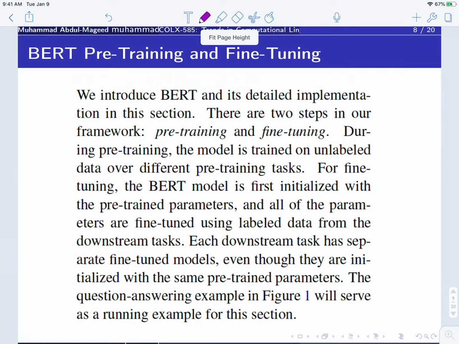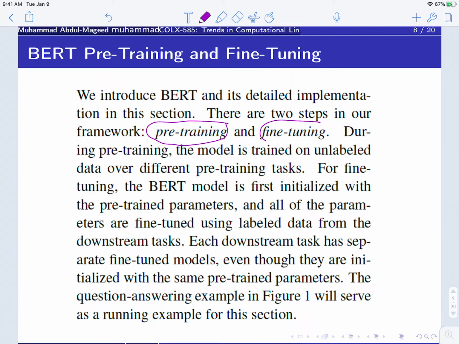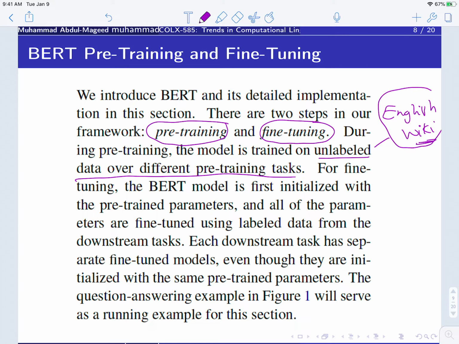And as I said, it has 2 components. So once you pre-train it, you fine-tune it on a downstream task. And when you pre-train it, you just take an unlabeled data set like English Wikipedia, for example. I think they also train it on another data set. I think it's like a book corpus. So 2 large data sets. They don't need to be labeled for anything.